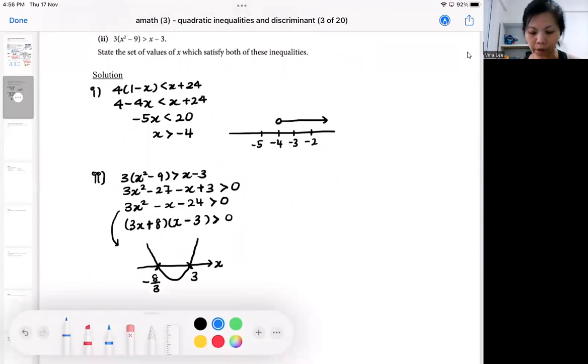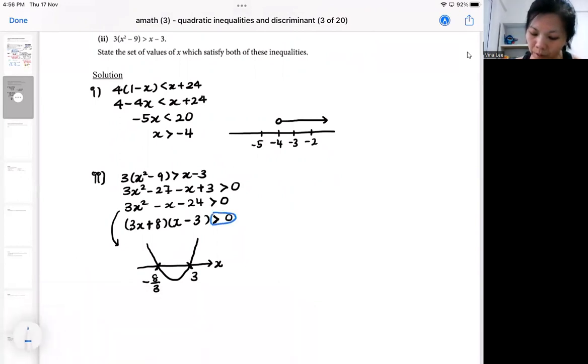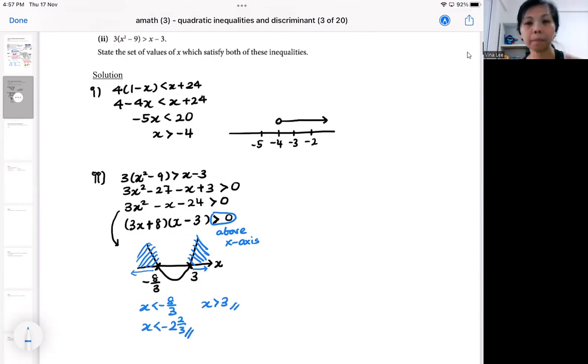And then remember our objective. We are interested in the portion of the quadratic sketch that is above or below the x-axis. So in this situation, it is above the x-axis. So this is the region that is above. So you got two regions, so you got two separate number lines. So the answer for this inequality will be this and this. So there are two sets of answers.